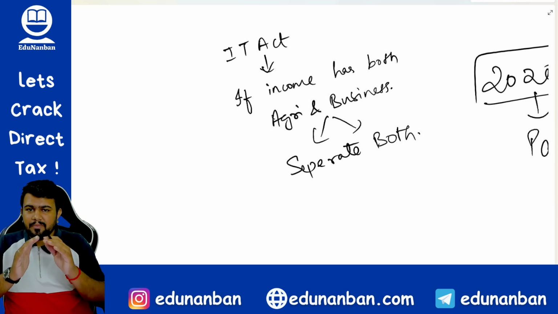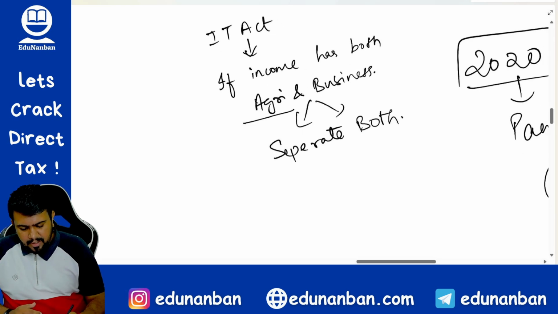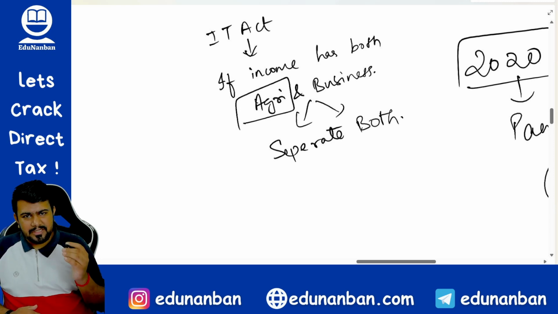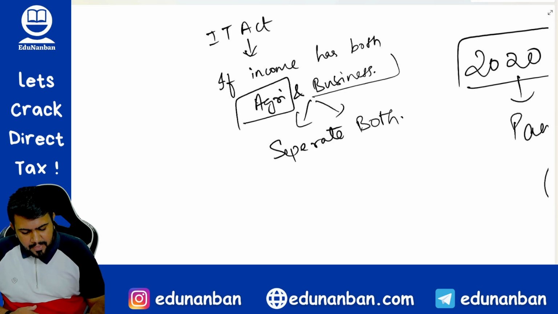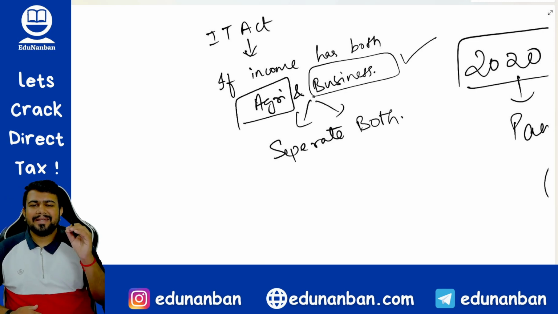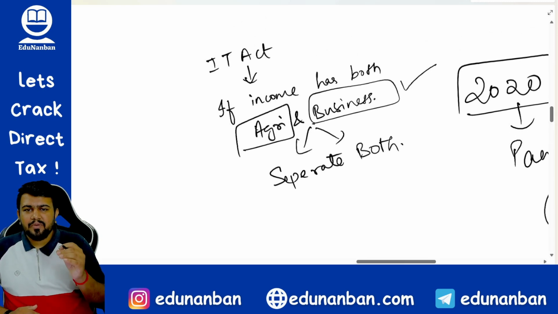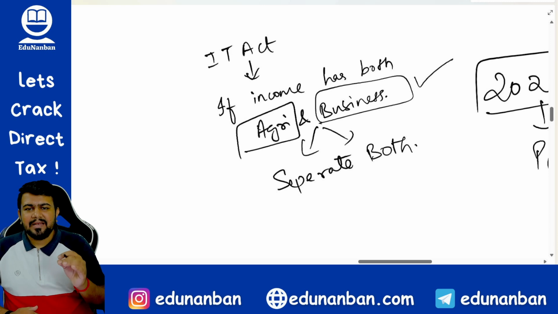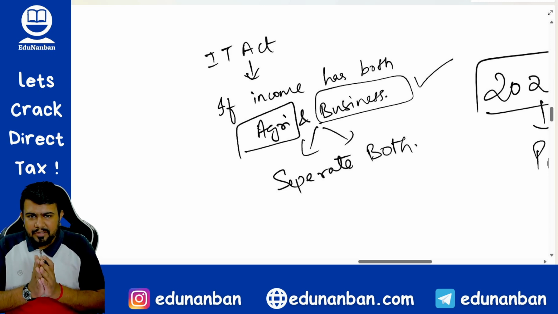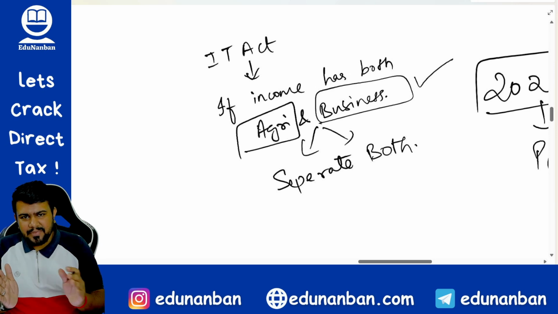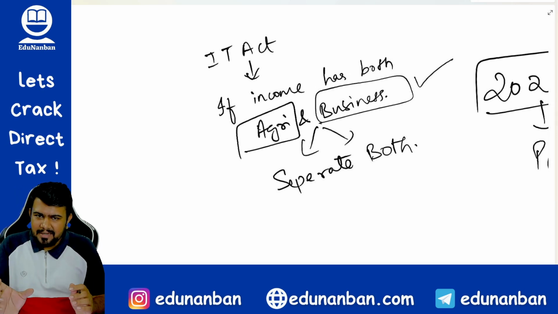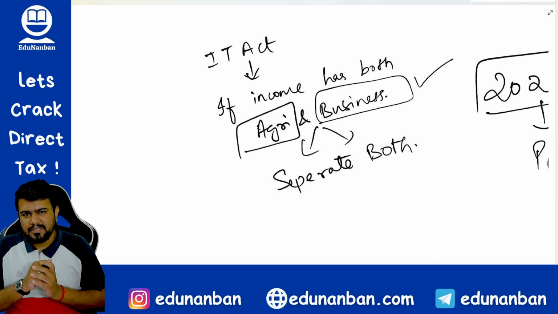You have to separate both the incomes. You cannot tax the agricultural income because it is totally exempt or not taxable in the Income Tax Act, and business income will be taxed in the Income Tax Act. Now, for these minute things, the Act will just tell that you should separate the agricultural income and business income. Don't tax the agricultural income and just tax the business income.